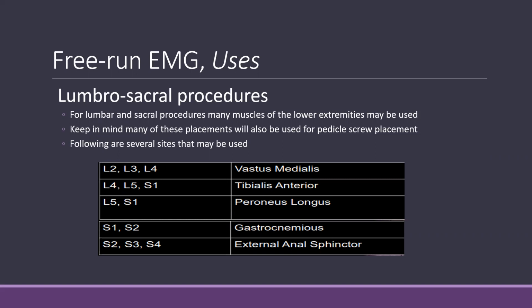We can use any of the quadricep muscles like vastus medialis, vastus lateralis, rectus femoris, and vastus intermedius. All are innervated by the femoral nerve at L2 to L4. The tibialis anterior and peroneus longus can be used to monitor from L4 down to S1. Gastrocnemius, S1-2, and on lower sacral procedures, such as the tethered cord procedure, we can monitor the external anal sphincter.